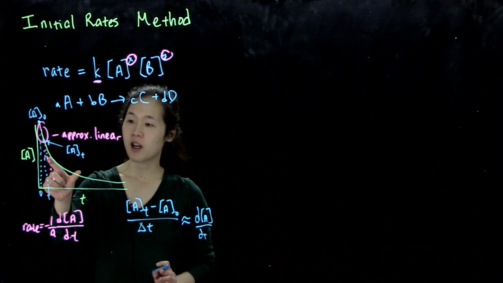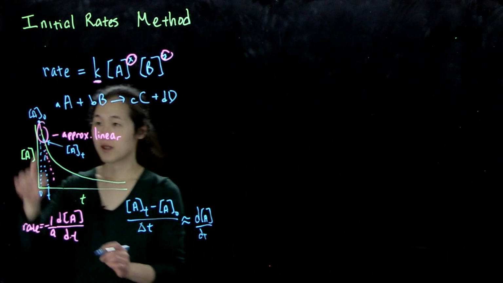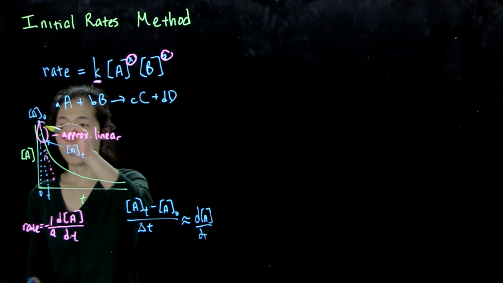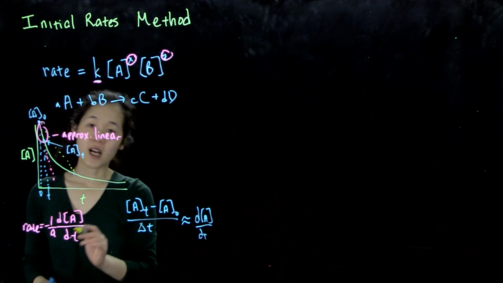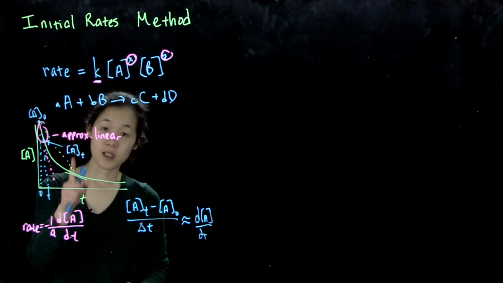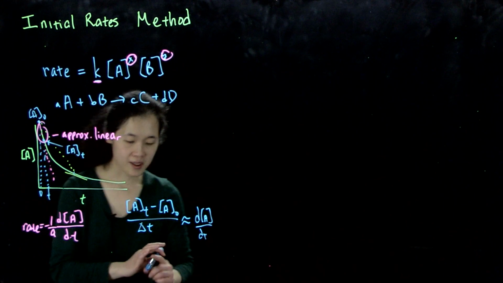It, of course, doesn't apply over here, because if we were to subtract A0 from this A data point, we would end up with some sort of line, which is not dA/dt. dA/dt is actually this slope here. So it doesn't apply. You can't do this at later data points.